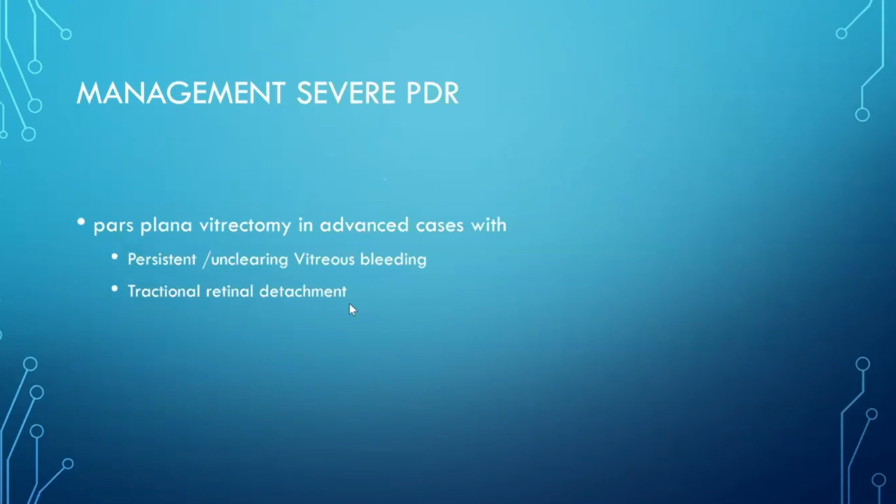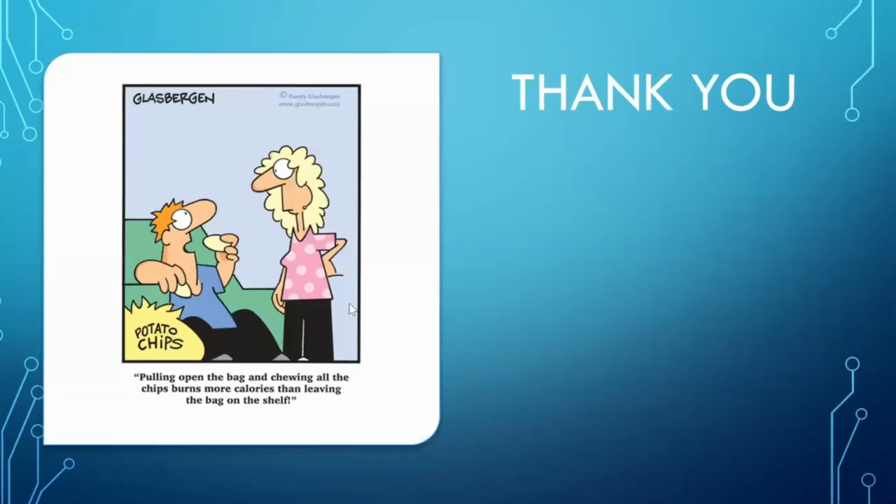In the very advanced cases, when you have tractional retinal detachment or a lot of bleeding inside the eye which is not clearing, we do surgery, which we call vitrectomy.